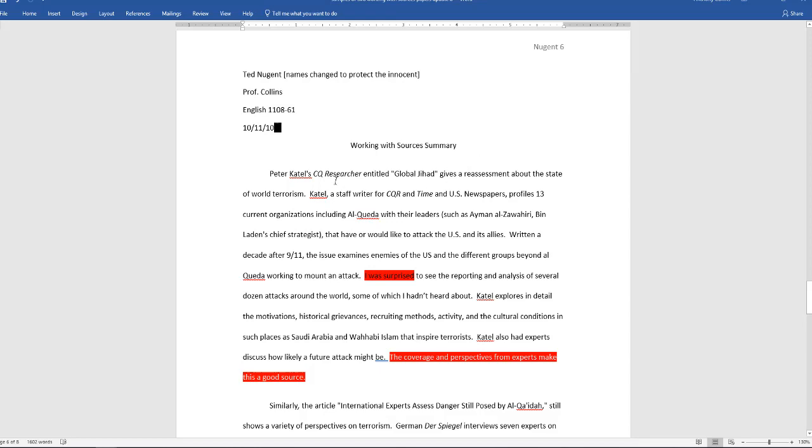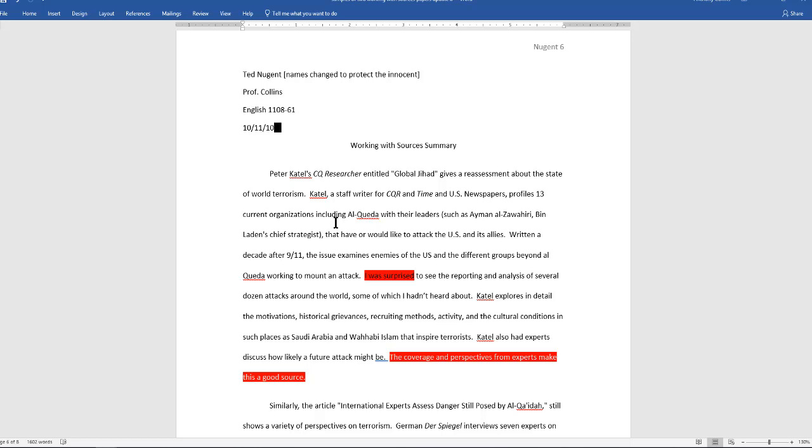Peter Cadle's CQ Researcher entitled Global Jihad gives a reassessment about the state of world terrorism. Cadle, a staff writer from CQR and Time and U.S. newspapers, profiles 13 different organizations, including Al-Qaeda, with their leaders, such as Ayman al-Zawahiri. You wouldn't believe it, but that guy's still around. So as much as we think all that's been taken care of, it has not. And they're still searching for him, and we'll have more trouble finding him now that we pulled out of Afghanistan.